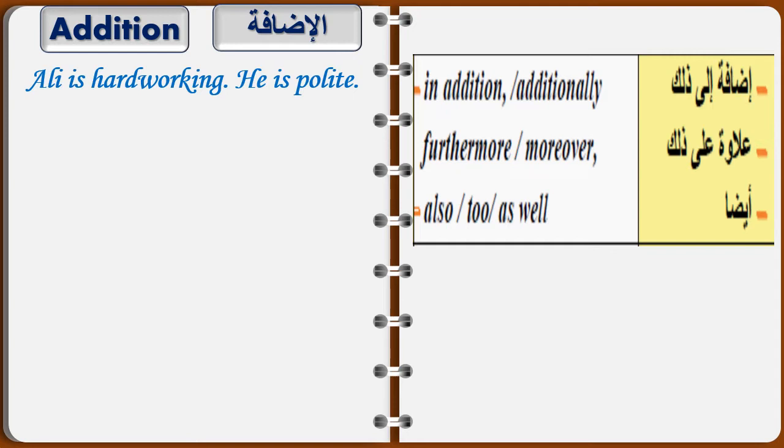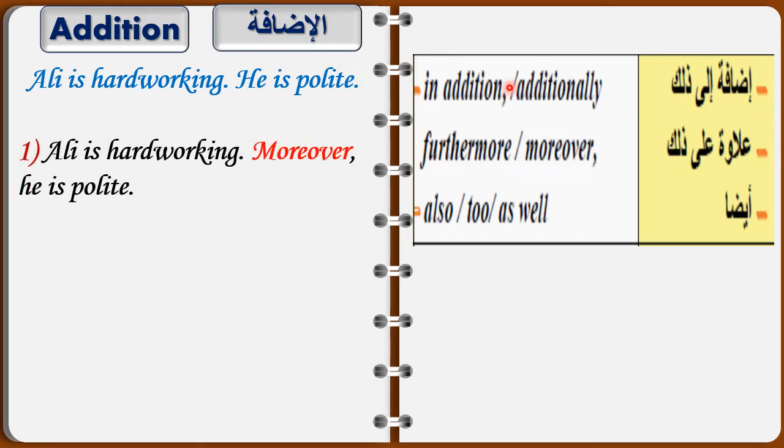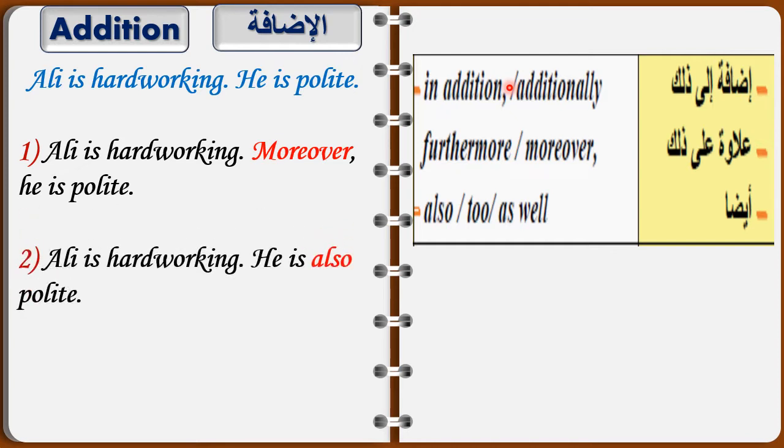But when we have a long paragraph, we are not going to use and. We need other expressions like the ones we have here. Let's see an example. Ali is hardworking, moreover he is polite. Ali مجتهد إضافة إلى ذلك أو علاوة على ذلك هو مؤدب. Or Ali is hardworking, he is also polite. Also أيضا. Before I go on, we have here moreover or furthermore and so on.